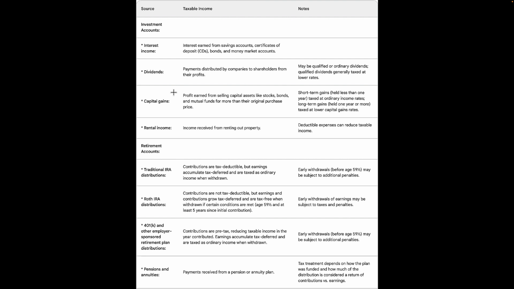Capital gains, that's profit from selling capital assets like stocks and bonds that you get, and it's a matter of how long you have held these things. So if you hold them for 1 year or more, you're taxed at the lower capital gains rates. You don't need to really worry about any of that right now. I'm just going down to show you what's out there.